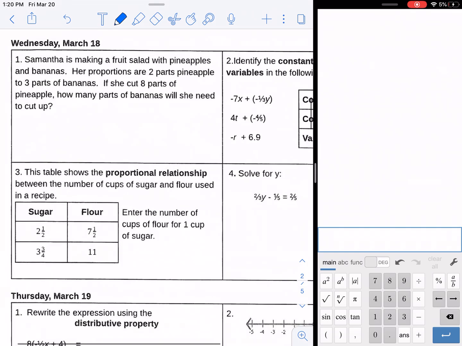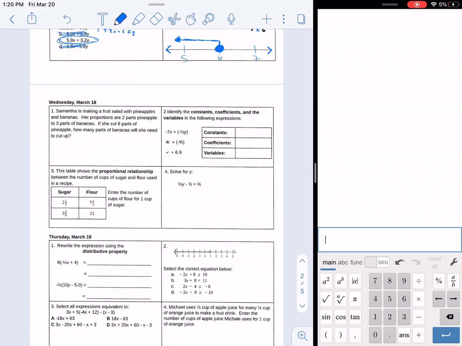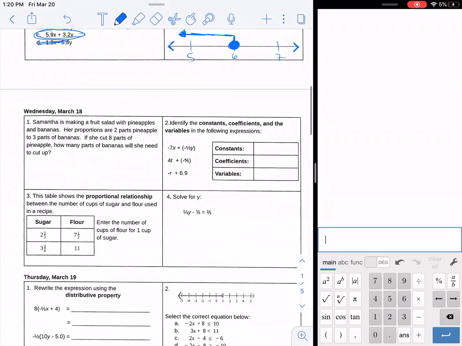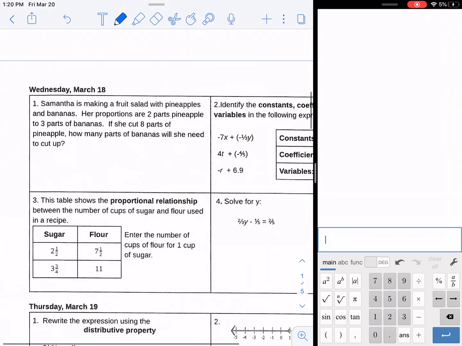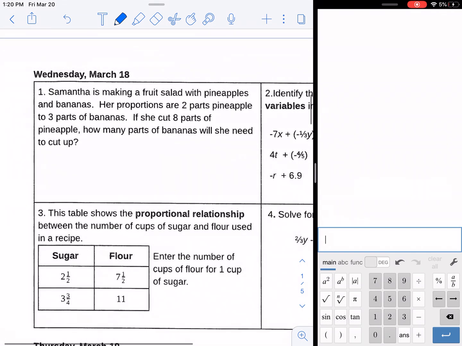All right. March 18th. So these four questions right here. Says Samantha, question number one. Samantha is making a fruit salad with pineapples and bananas. Her proportions are 2 parts pineapple to 3 parts bananas. If she cut 8 parts of pineapple, how many parts of bananas will she need to cut up?